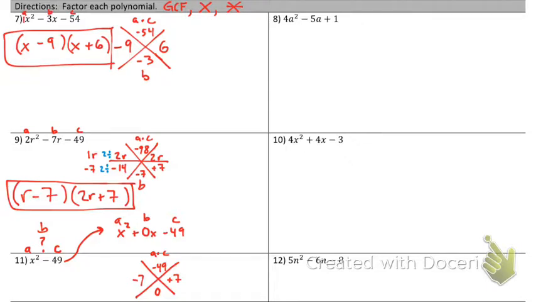So let's put this in our template. Split the variable for the A value. That's x squared, so it's going to be x and x. And our magic pair is negative 7 and positive 7. And now we have it in factor form. Okay. Let's jump over to the next section.